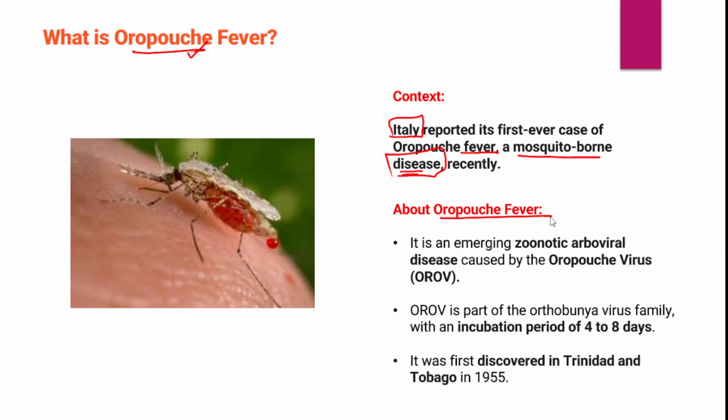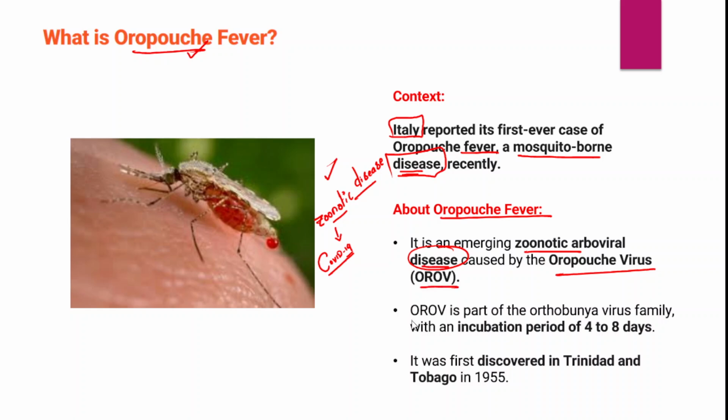And Oropouche fever is a zoonotic arboviral disease. Now when we talk about zoonotic diseases, I hope all of you know about zoonotic viruses. A zoonotic disease normally constitutes a virus or bacteria or any other thing, which mainly spreads to human beings from animals, right? Such diseases are known as zoonotic diseases. In fact the COVID-19 pandemic is a zoonotic disease, and therefore Oropouche fever is a zoonotic arboviral disease, and it is caused by the Oropouche virus.